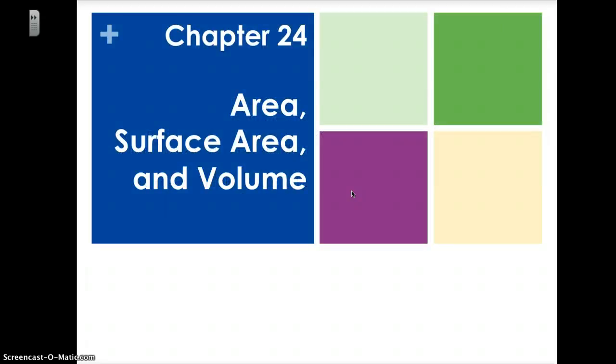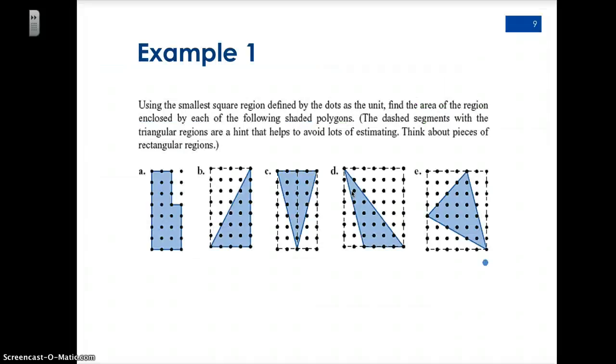Now chapter 24 is a little bit of a repeat of the similarity we did a couple weeks ago. This part is area.